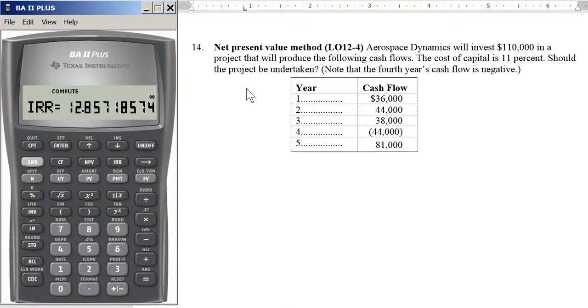So that's how we calculate the net present value and internal rate of return using the BAII Calculator. Hope that helped.